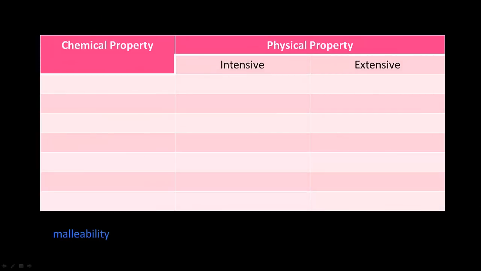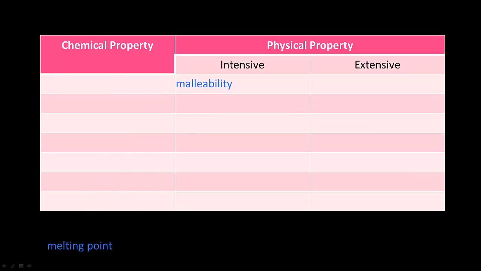Malleability, that is the ability to be put in a thin sheet and bent. Once you see if something's malleable, does that change it into something new? No, it doesn't, so it's not chemical. It is a physical property, so now we have to ask ourselves, does it matter how much there is, depending on if it's malleable or not? If there's a small amount, it's malleable, and if there's a large amount, it isn't malleable? That's not how it works. It doesn't matter how much there is, it will be malleable no matter how much, if it is malleable. So it's intensive.